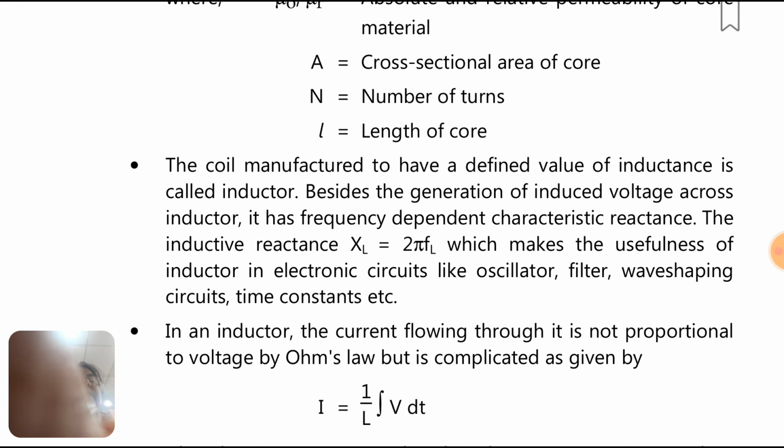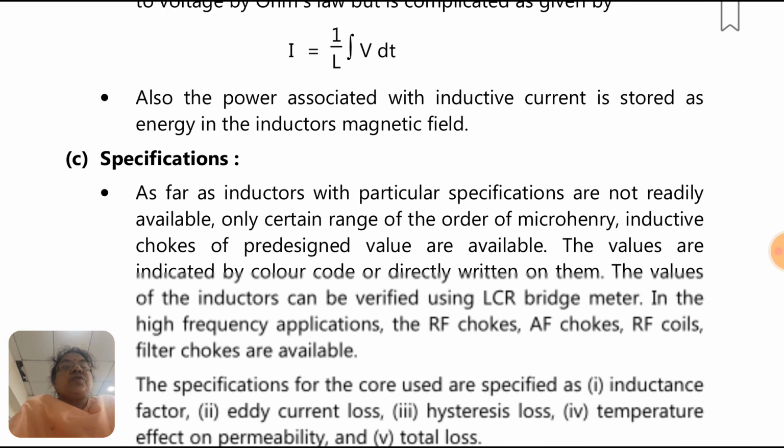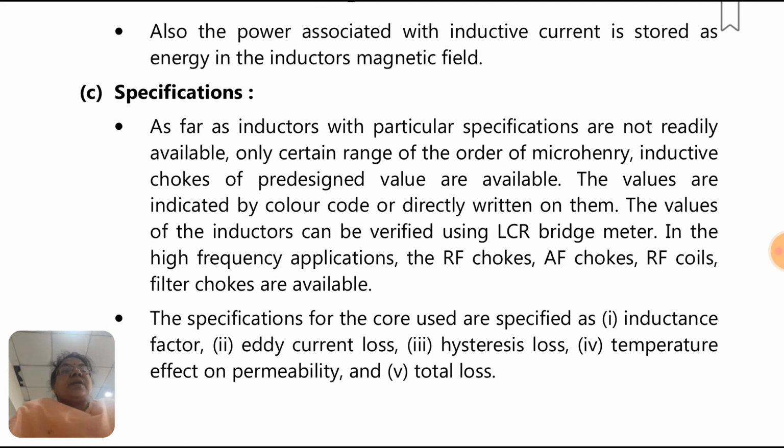So a coil manufactured to have a defined value of inductance is called an inductor. Besides the generation of induced voltage across the inductor, it has a frequency dependent characteristic known as reactance. The inductive reactance XL is 2 pi f L, which makes inductors useful in electronic circuits like oscillators, filters, wave shaping circuits, time constant circuits, etc. In an inductor, the current flowing through it is not proportional to the voltage by Ohm's law, but is given by I equals 1 by L integral of V dt. Also, the power associated with inductive current is stored as energy in the inductor's magnetic field.